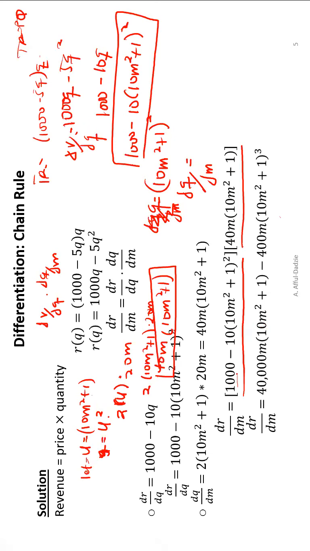So I take this 1000 and multiply it with everything in the second bracket. So this is 40,000m times (10m squared plus 1). Then this minus sign here is this. Then I take this 10 times (10m squared plus 1) all squared, and multiply it by everything here. To be on the safer side, just multiply this with this, and then what's in the bracket, you also put together. They are like terms, they're the exact same thing. So minus 10 times 40m is 400m. And then (10m squared plus 1) all squared times (10m squared plus 1) would be (10m squared plus 1) cubed.